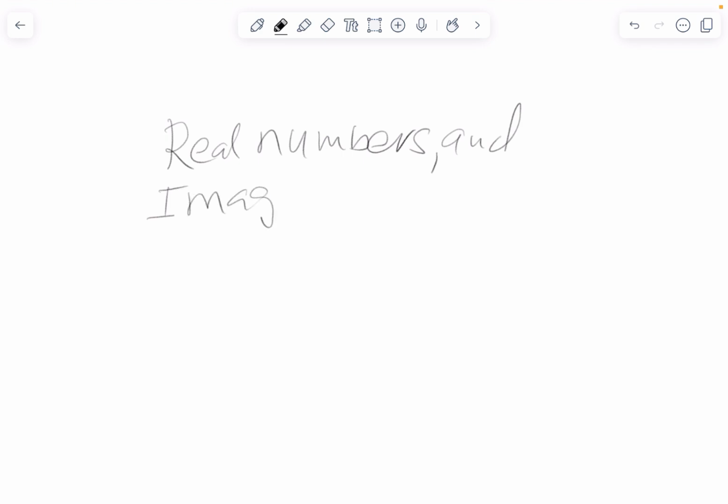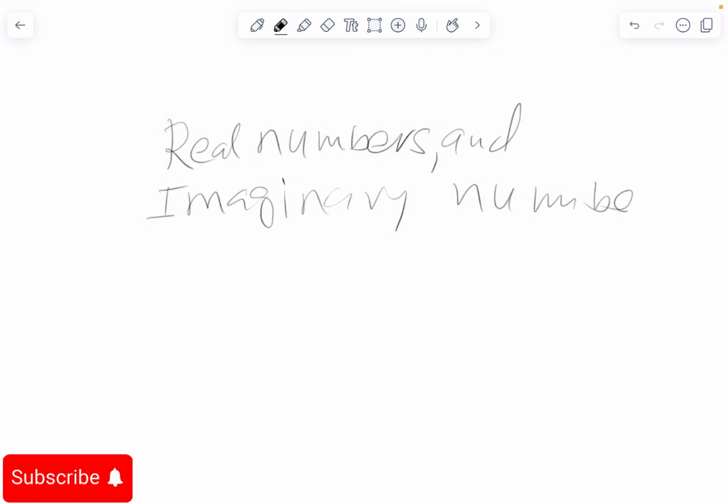Okay, students, we are talking today about numbers. Numbers are classified into two: real numbers and imaginary numbers. First, let's talk about imaginary numbers.